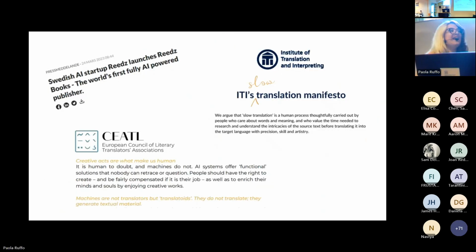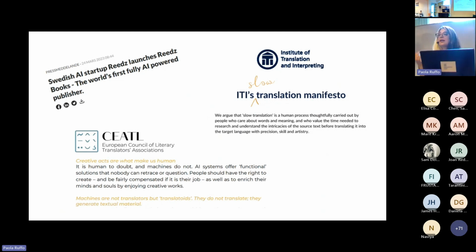And at the same time, some people ask me sometimes, is this really happening in literary translation though? Literary translation is not really affected by these changes. You know, it's more creative, it's hard to do with machine translation, with automation. However, you can see here a press release from March last year, for example, of the first fully AI-powered publisher.